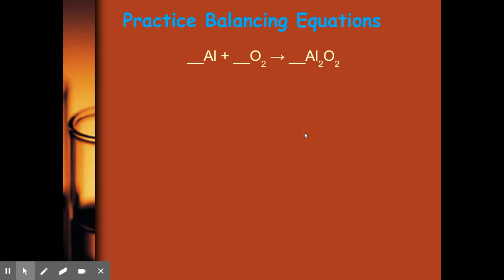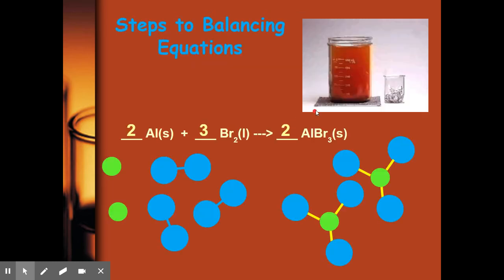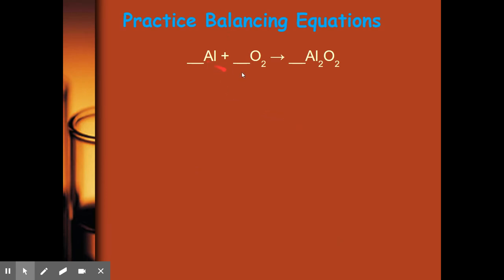So here we go. Now this reaction is different. This is using aluminum and oxygen. This one up here used aluminum and bromine. There's all different kinds of things we can do here. So first things first, see if it's balanced. 1 aluminum, 2 aluminums. It's not balanced. We have 2 oxygens, 2 oxygens, those are balanced, so that's good. The oxygens are balanced, but they might not stay that way.